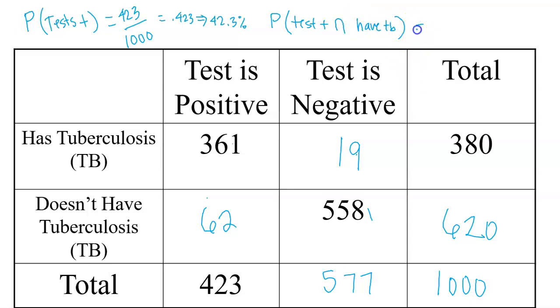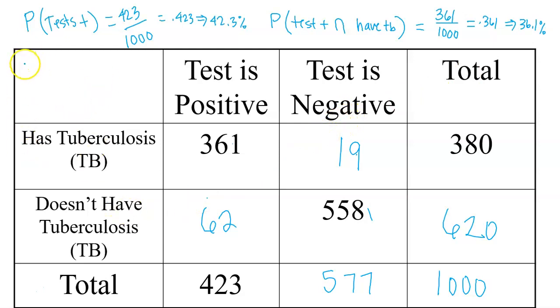Okay, so again, when it's "and" or intersection, I'm literally looking for the intersection of test positive and has tuberculosis. So that would be right here. All these people, 361, both test positive and actually have it. So it would be 361 out of 1,000, which would be 0.361, so 36.1%.